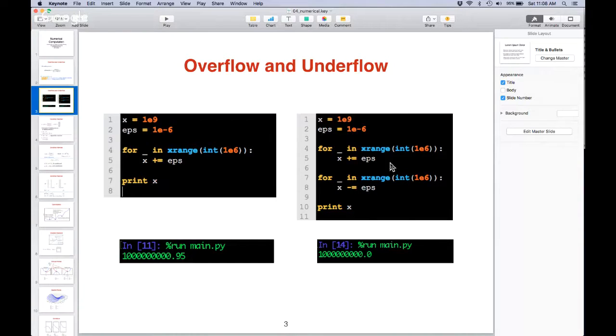So I am adding this epsilon 1,000,000 times, and then I'm subtracting the same number. So the rounding errors are actually canceling each other out on the right hand side, but on the left hand side you will have this rounding error accumulation error. So it's good to know that this is a possibility in numerical computation.